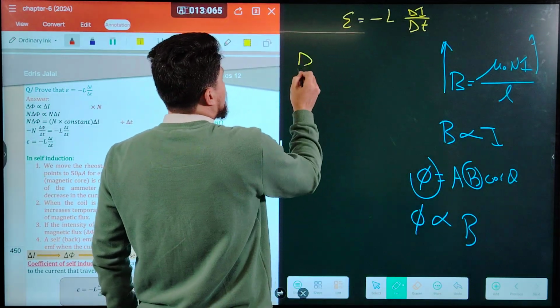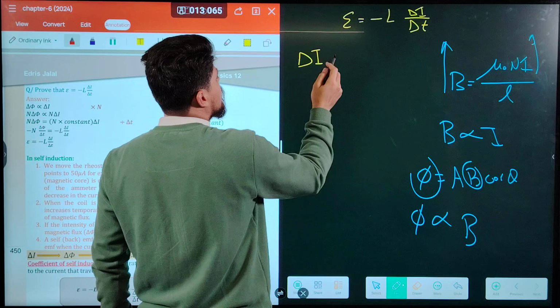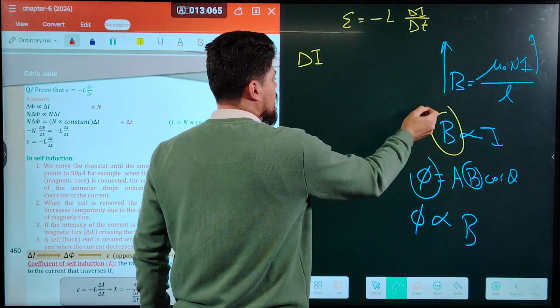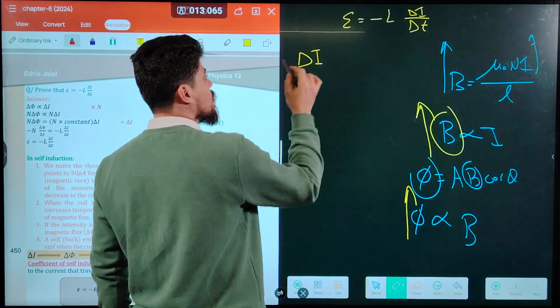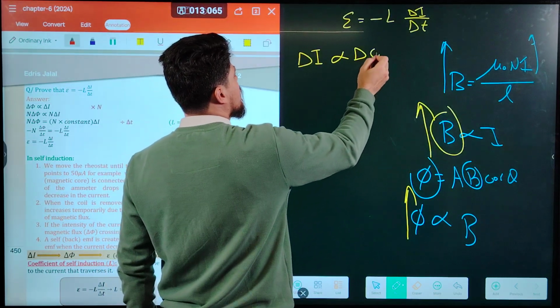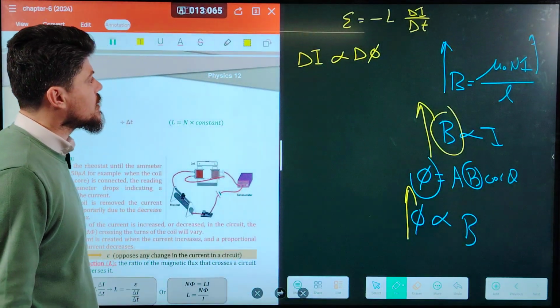Now, if delta I increases, what happened to the magnetic field? Increases. When the magnetic field increases, what happened to the flux? Increases. So can we say delta I is directly proportional to the delta flux? Yes, of course. Why not?